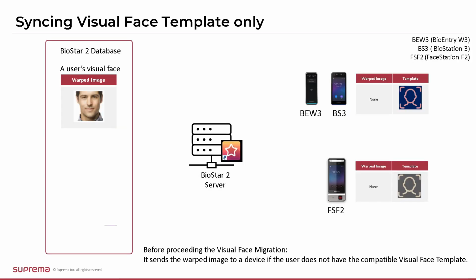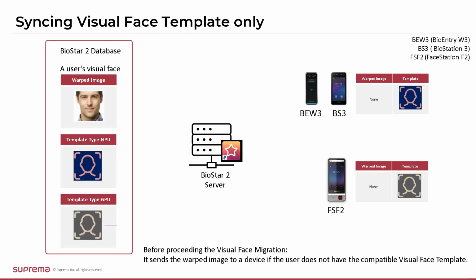BioStar 2 version 2.9.7 stores 3 types of data in the DB by default: warped image, NPU type template, and GPU type template to use the visual face authentication device. When a user transfer command occurs in BioStar 2, transfer is performed according to the connected device type. For example, users who need to send to BioEntry W3 and BioStation 3 will send the NPU type template, and users who need to send to FaceStation F2 will only send the GPU type template.